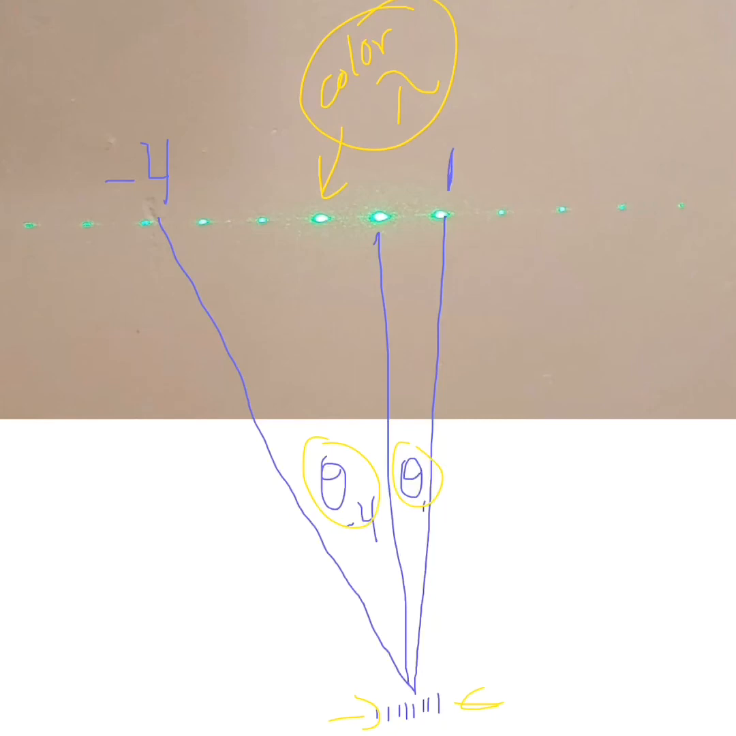This equation will look familiar because the equation is m lambda equals d sine theta. It's the same equation as for double slit. The only real difference here is d is the distance between the slits, and we assume that our diffraction grating has uniformly distributed slits. So the d is not just the distance between two slits, it's the distance between all of the slits. If there are 100 slits per centimeter, then the distance between slits is 0.01 centimeters.